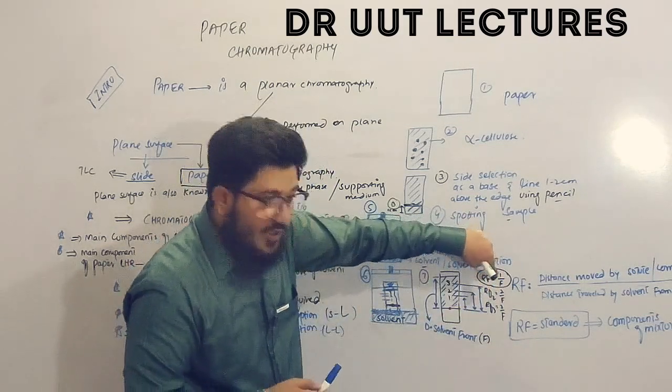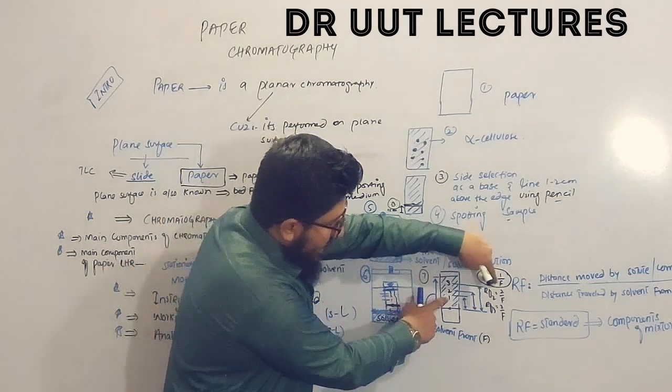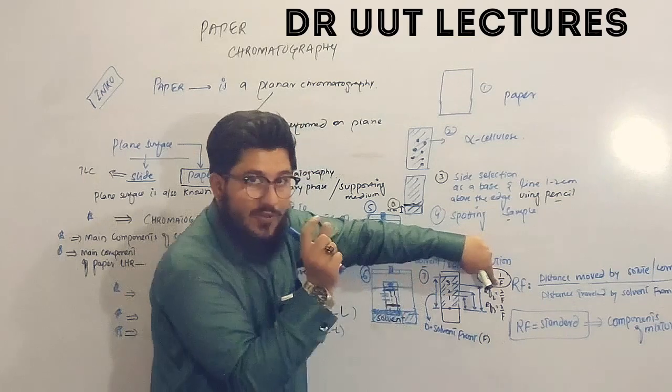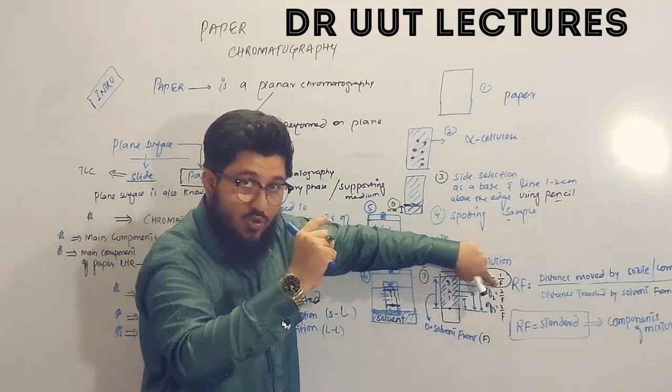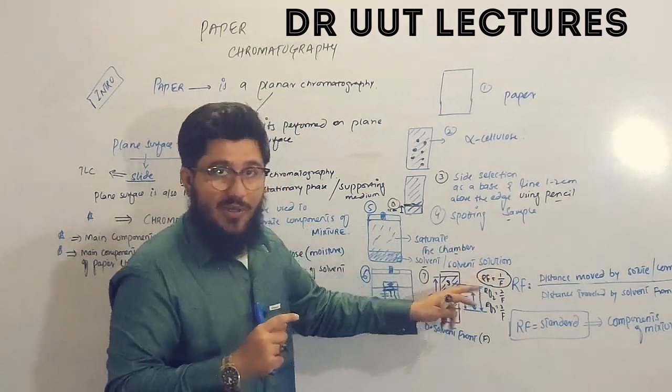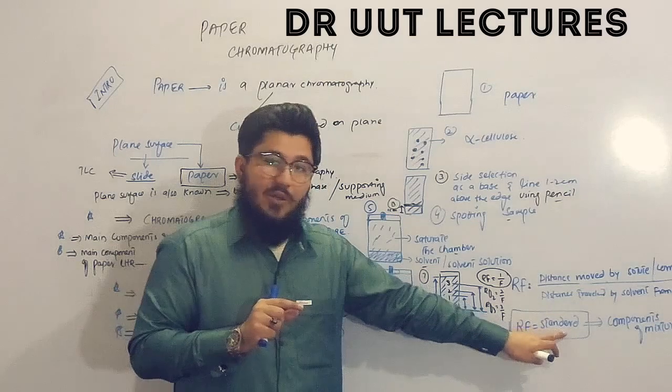The top one is representing the value of the distance moved by the first component, and F is representing the value of the distance moved by the solvent front. You will divide these two together. After division, you will get the RF value. Then this RF value, you will match with the standard value.